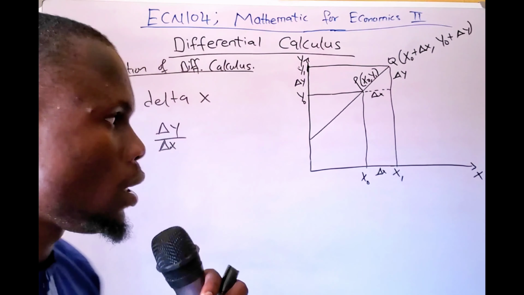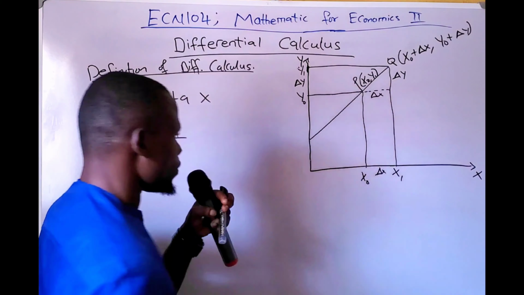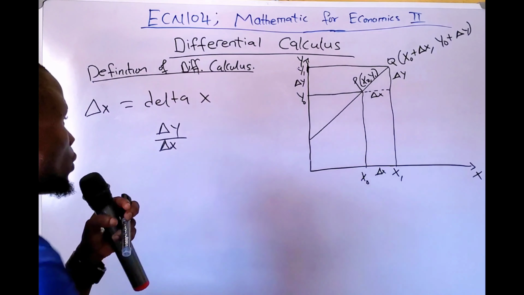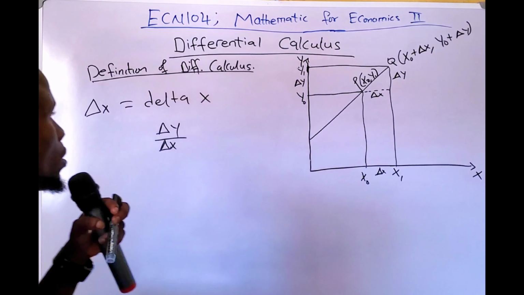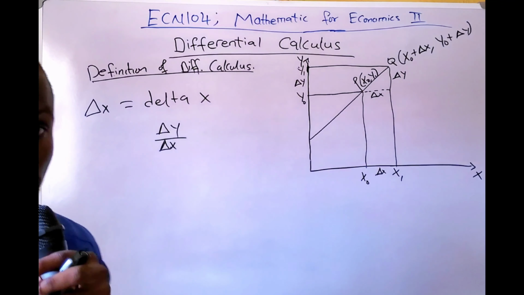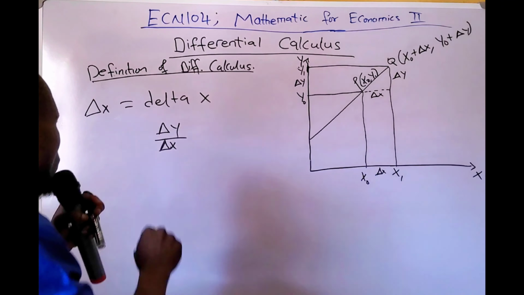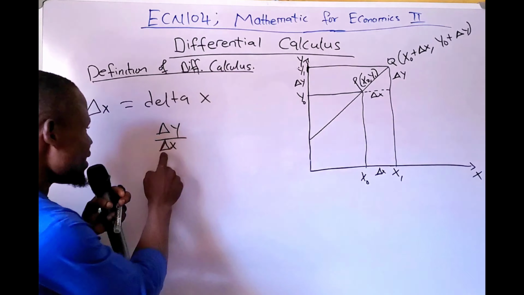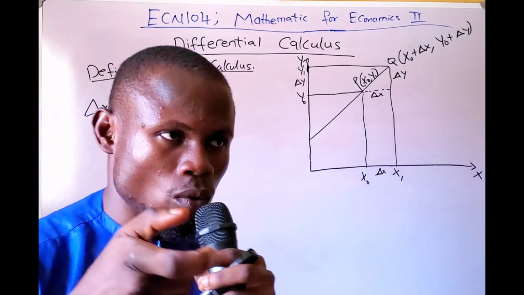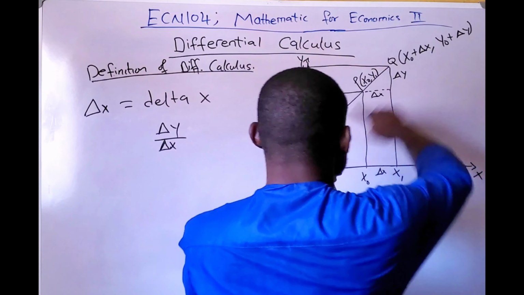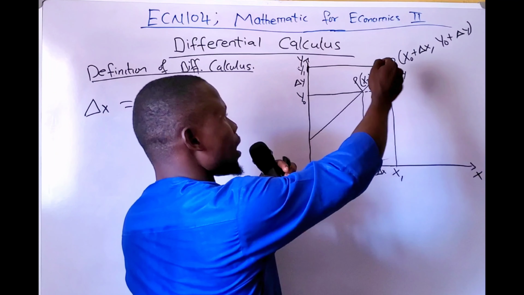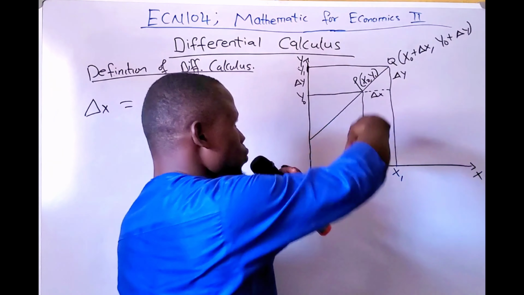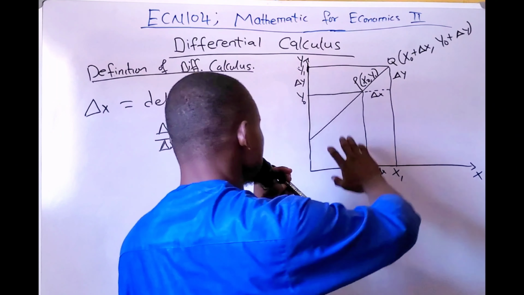Now, when differentiation comes in, let's say we have the equation of this chord PQ. When we differentiate this chord with respect to x, what we are looking for is the rate of change in y as a result of change in x, as change in x tends towards 0. That is the rate of change that occurs here as Q tends to P.